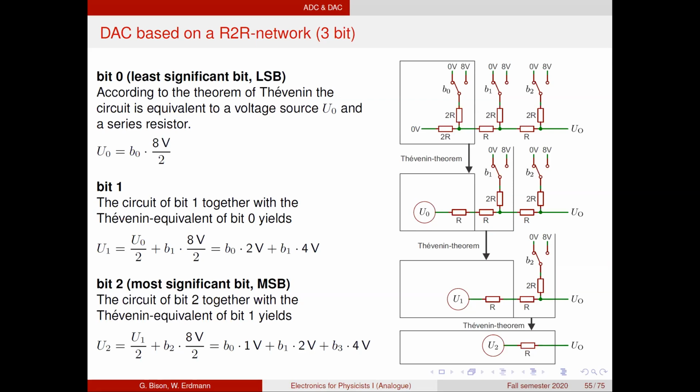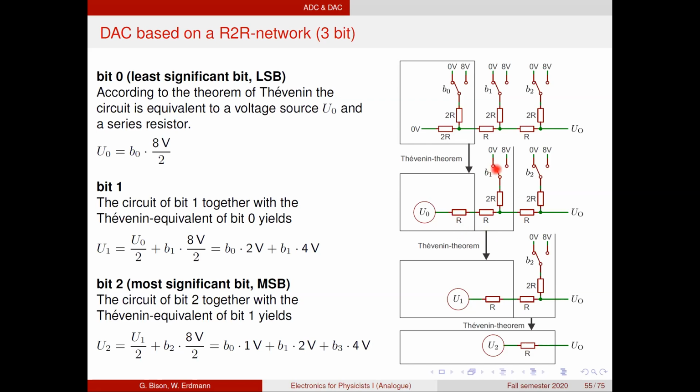You remember, if we have different sources in our system, it's valid to have all sources being equal to 0, except for 1, then calculate what the output is, and then have another source activated on all others being connections to 0, and calculate what that voltage then is, and then superpose all those voltages. And that's what I do here.